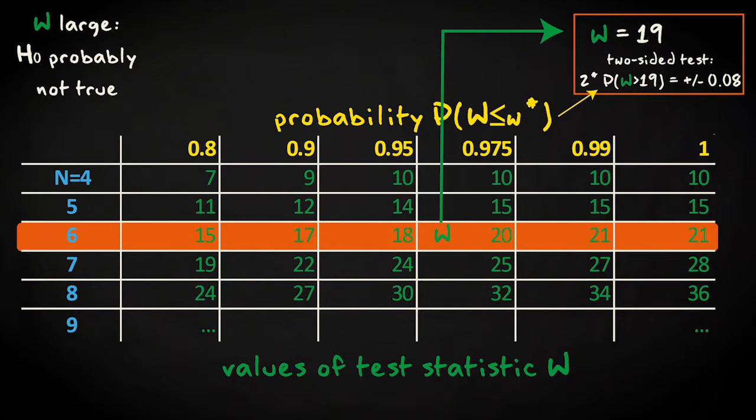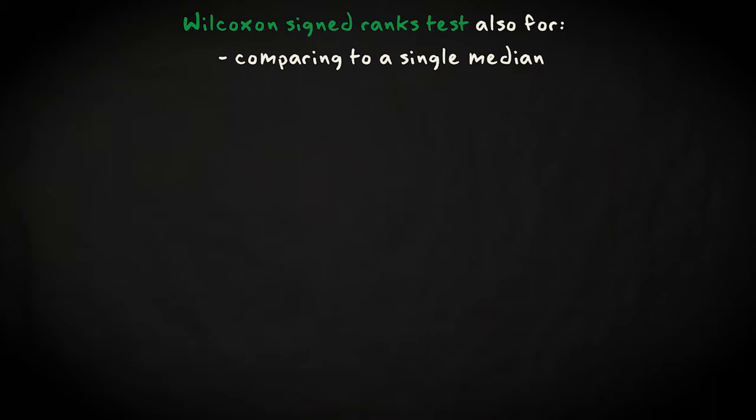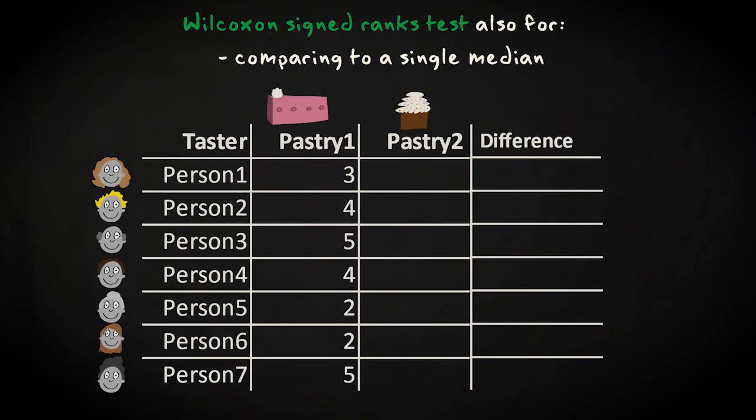The pastry tasting example has illustrated the signed ranks test for a case with paired data. But it can equally well be applied to a situation with a single sample where you compare scores to a theoretical median. You are then testing whether the observed median and scores are different from what's expected. After replacing the values in this column with the theoretical median, all the calculations are the same.